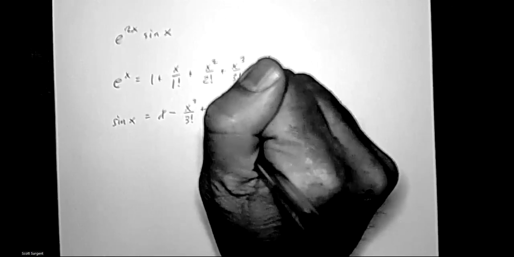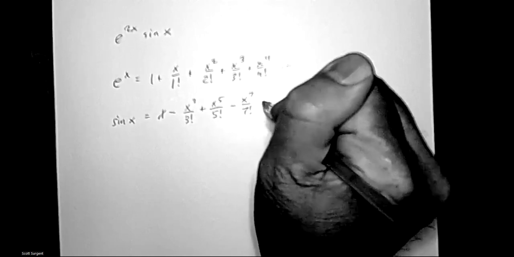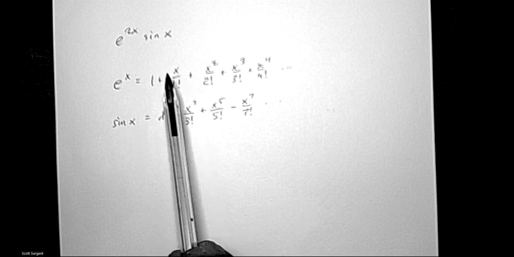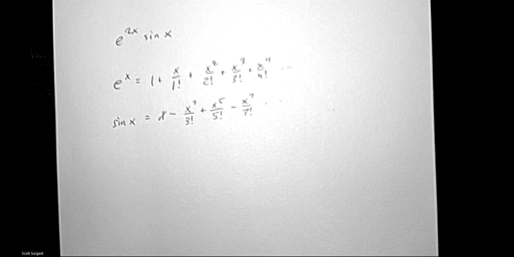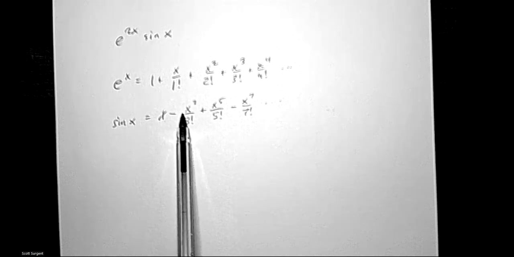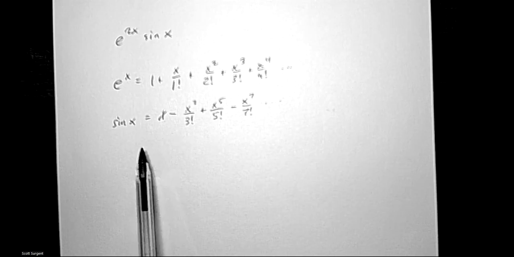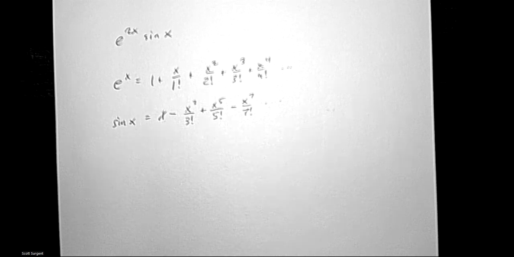I'm writing out the first few terms of this Maclaurin series for e to the x and sine x. The e to the x has a nice pattern to it. It's x to the n over n factorial. The sine function is an alternating series. It's x to the odd power divided by that same odd factorial. Cosine would be the even, so it'd start with a 1 and then go minus x squared over 2 factorial.